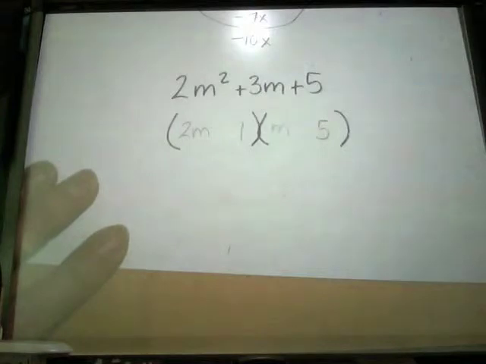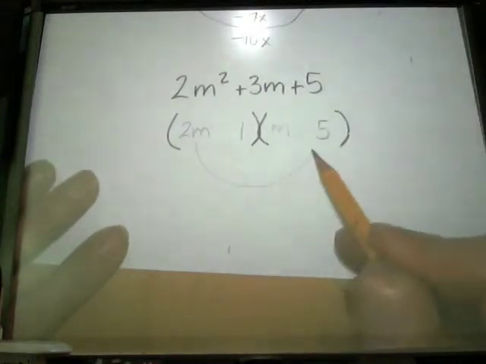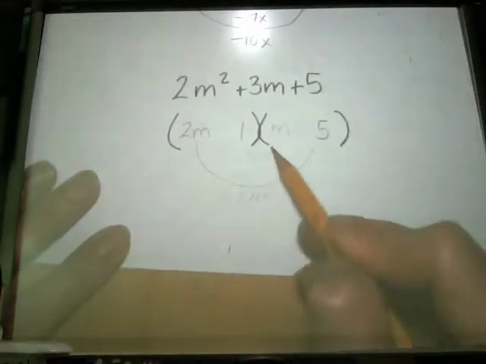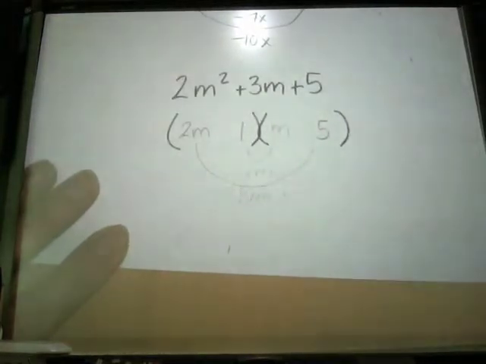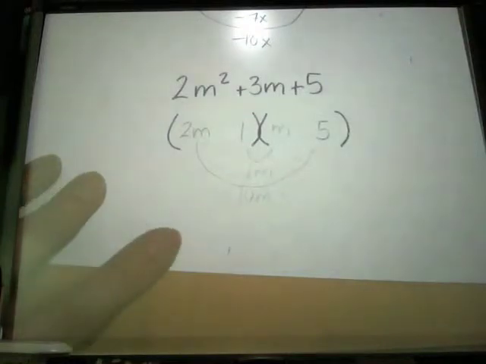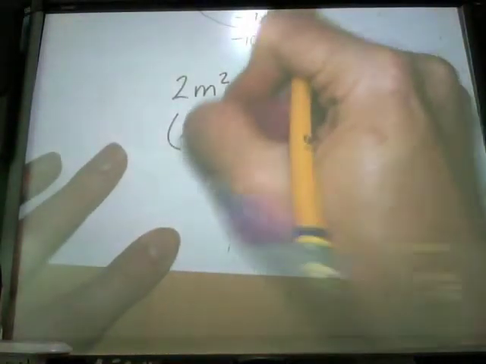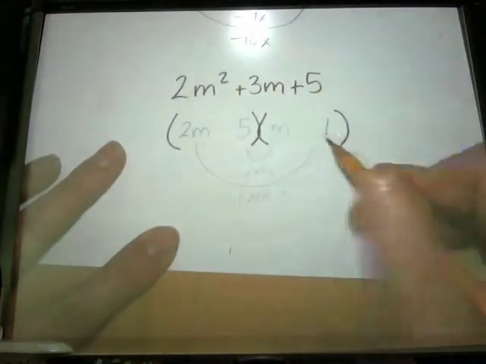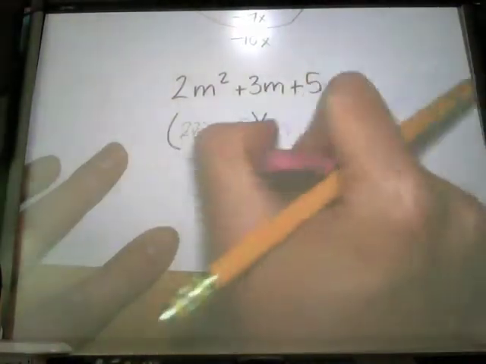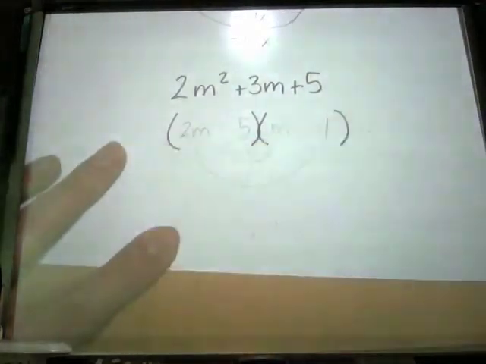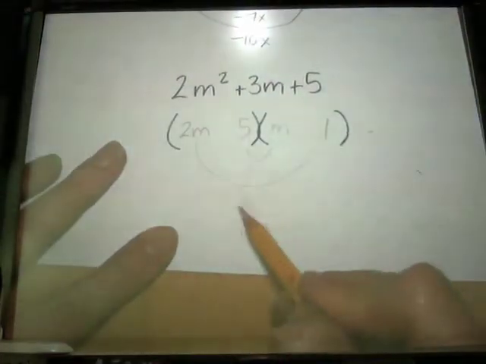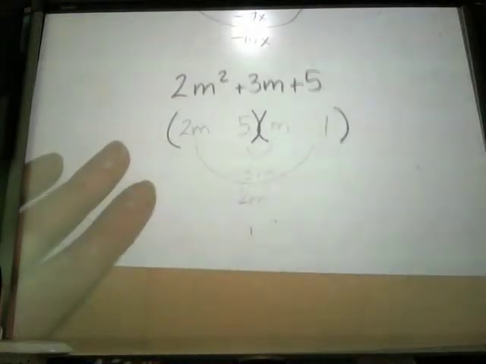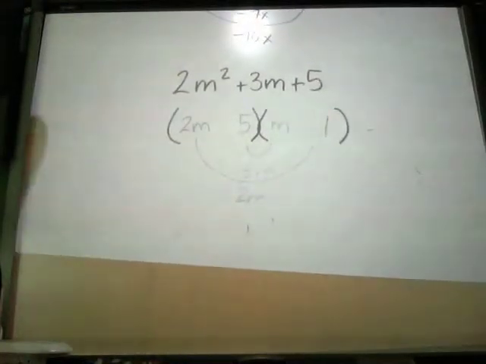But again, we have to try all the options. So I'll show you what I mean. If we did outer, 2m times 5, 10m. 1 times m, 1m. I cannot combine those to make 3. But before I decide it's prime, remember that we have to flip-flop. I'm just going to change the 5 and the 1 into the other order. If we do that, 2m times 1 is 2m. 5 times m is 5m. Could I make 3m from that?